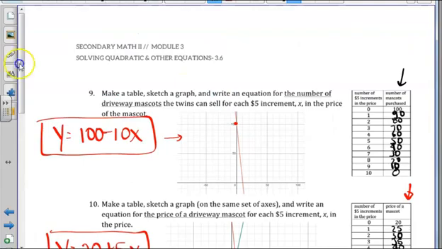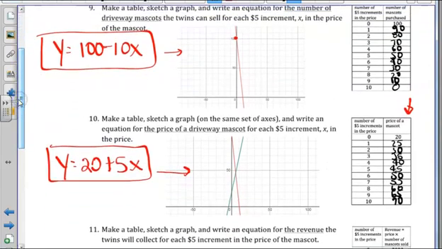If we go back to the previous page and we look at our x value here of 1, and our x value here of 5, so we'll need to sell 90 driveway mascots at $25 each, or 50 driveway mascots at $45 each.